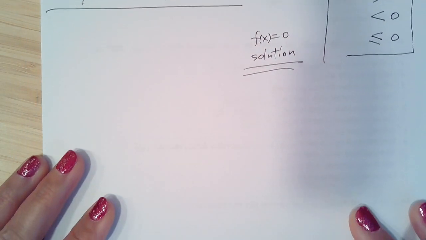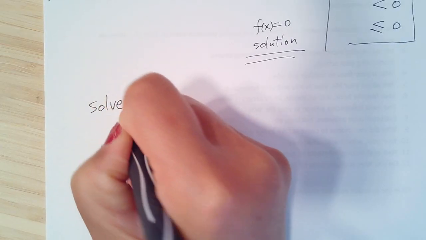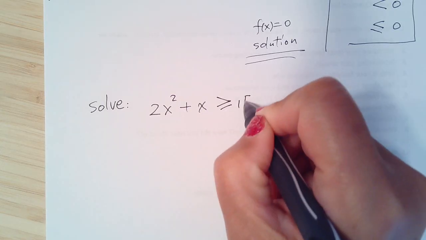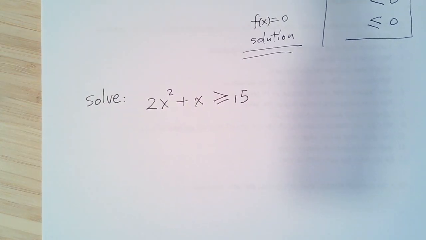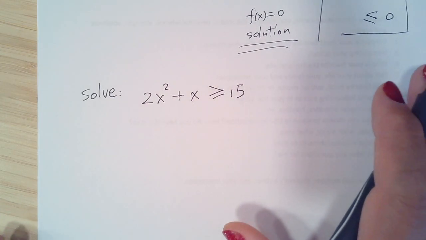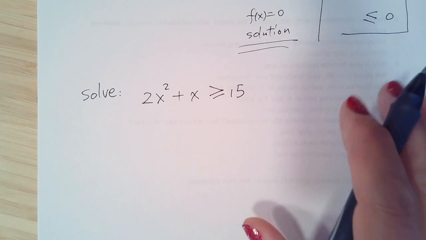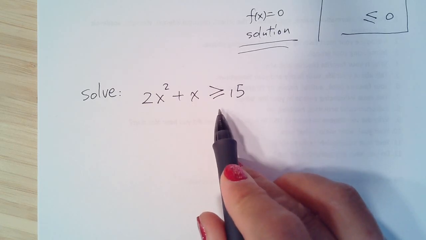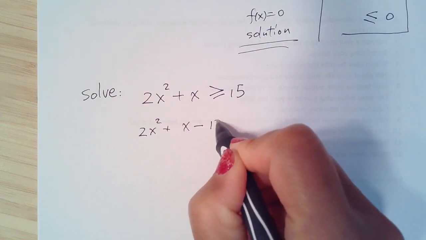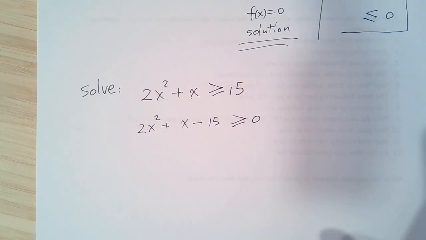All right, now let's look at the first example. I ask you to solve this: 2x squared plus x greater than or equal to 15. How do you solve this? Now, this one is equivalent to, if you subtract 15 on both sides. For inequalities, you can subtract or add the same amount from both sides without changing the direction of the sign. So that becomes 2x squared plus x minus 15 greater than or equal to 0. You want to make the right side 0.